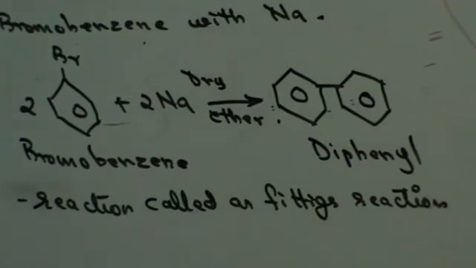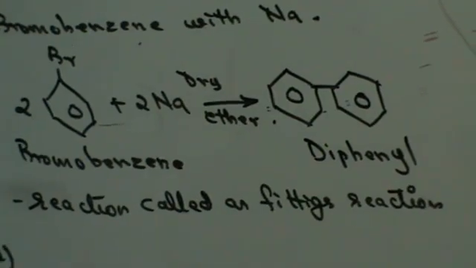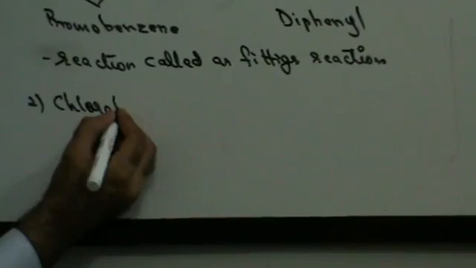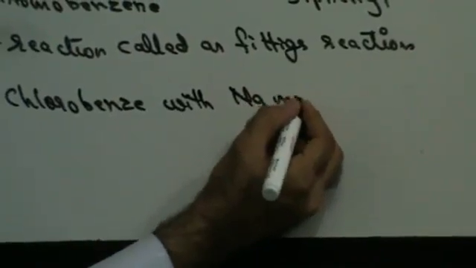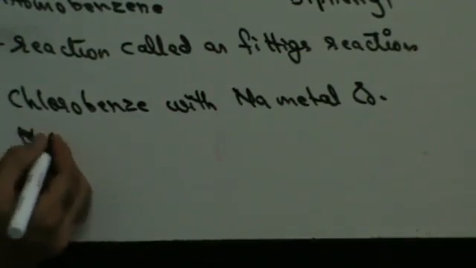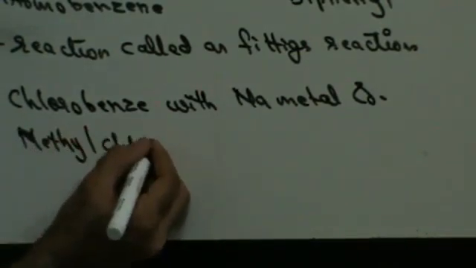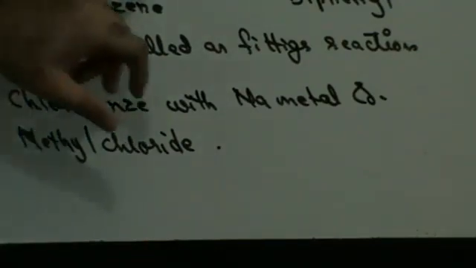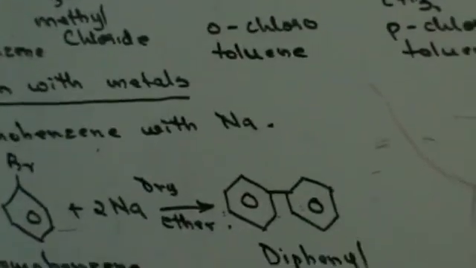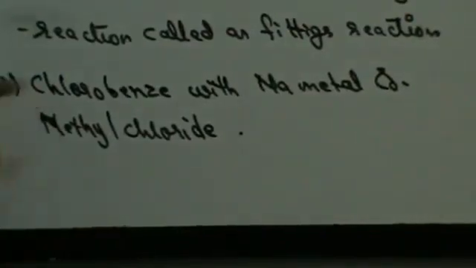You could also have a reaction in which you have, say, chlorobenzene with sodium metal and methyl chloride. Now, that particular reaction in which you had a haloarene reacting just with sodium metal was called Fittig reaction. Here, you have a haloarene reacting with sodium metal and an alkyl halide.